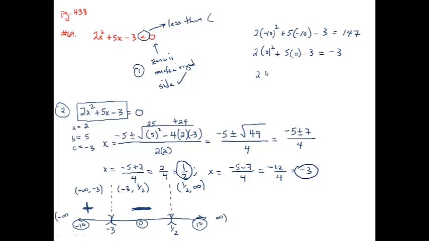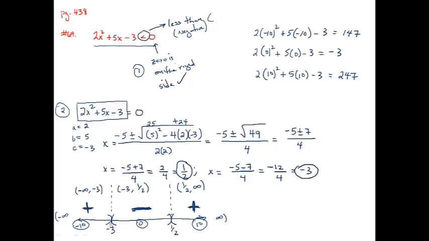And then the last one is 10, so I have 2 times 10 squared plus 5 times 10 minus 3, which was 100, 200, 250, 247. So this is positive. Okay, great. Now you get to go back to the original inequality problem, and it said less than. Less than means negative. So which one of these gives you the negative? It will be the middle interval.